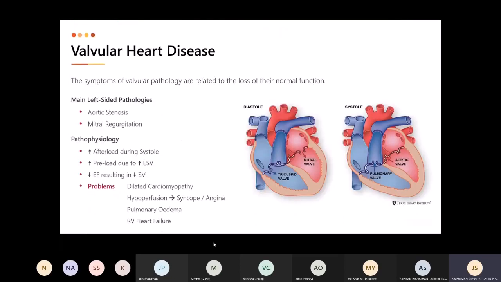So again, really, really hard question. So please don't feel disheartened if you didn't get that. And we'll go through valvular heart disease, but we'll probably go through it quite quickly, and I'll let you go through these on your own.